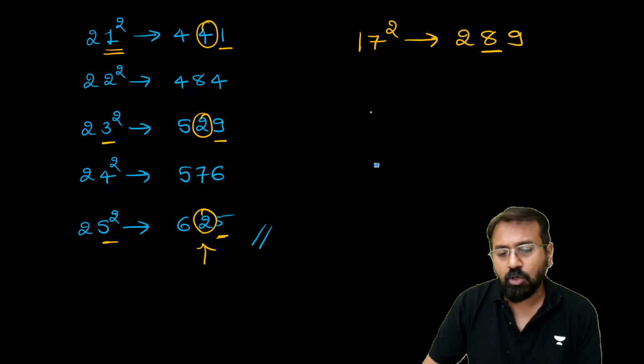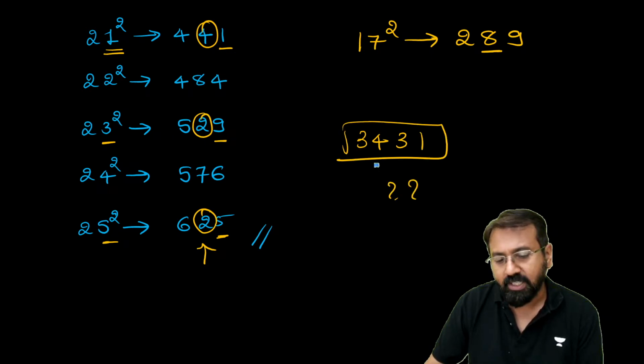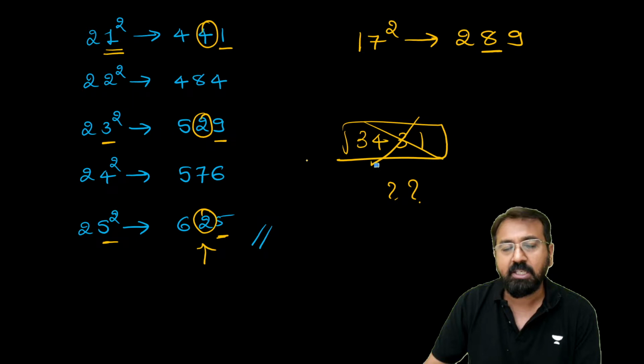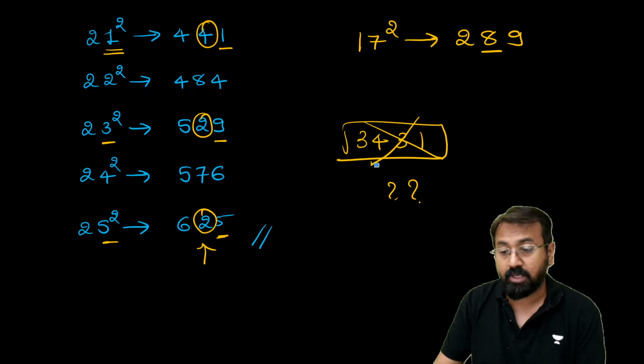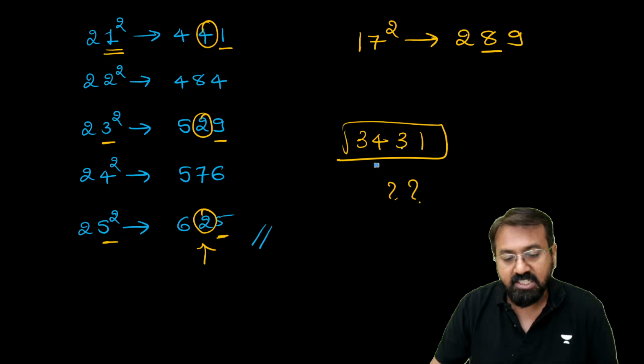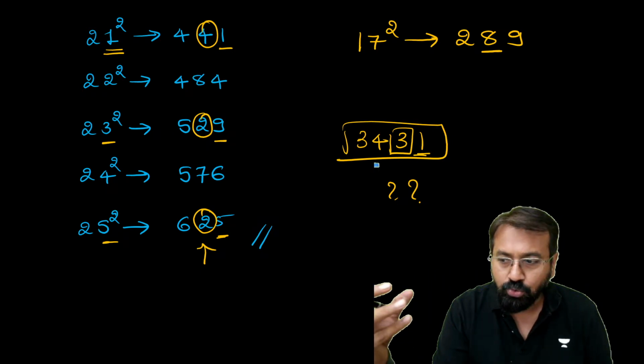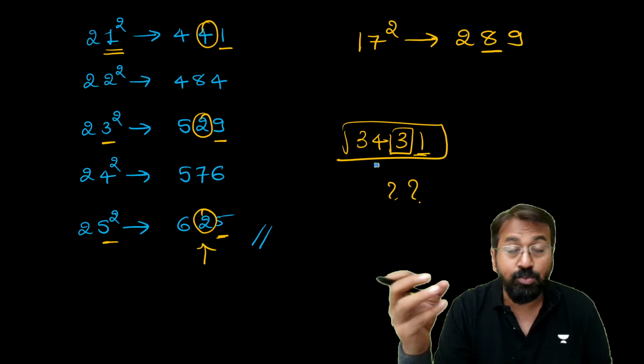So if you come across a number like this, say for example 3431, and if I ask you, can this number be a square? You can straight away say, no, it can't be a perfect square number. Why? Because if your last digit is odd, the second last digit has to be even. You know, so this property can be used to eliminate options like this when you're solving questions.